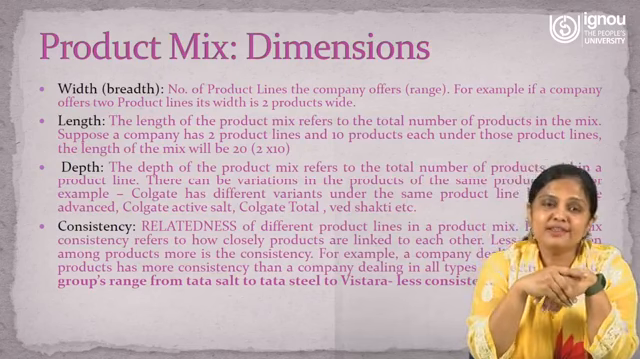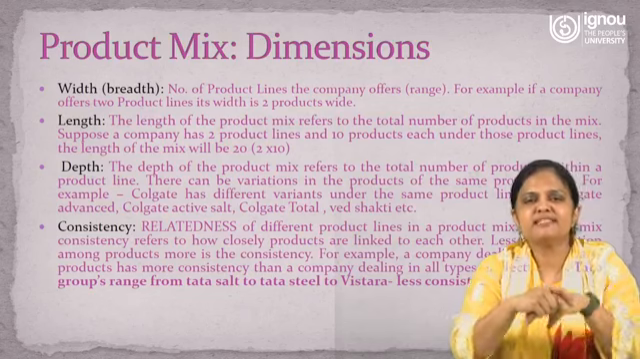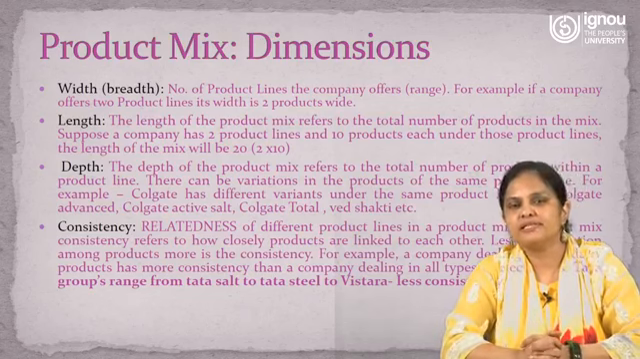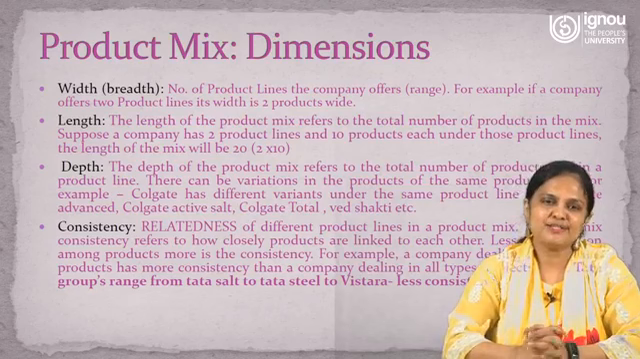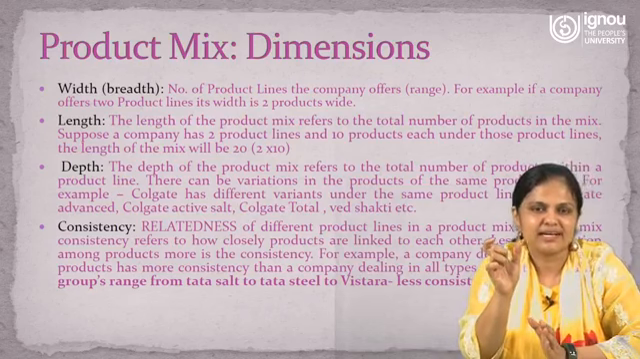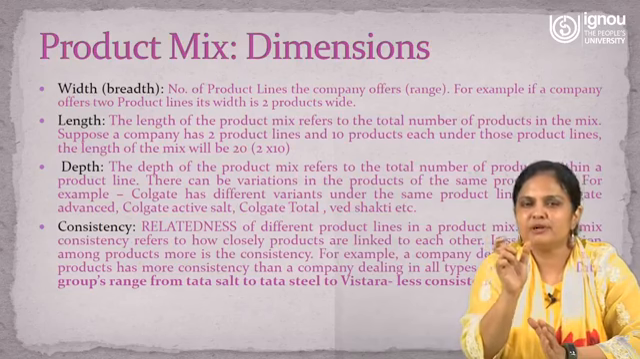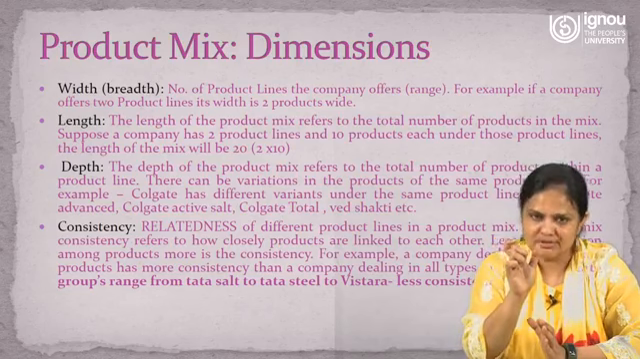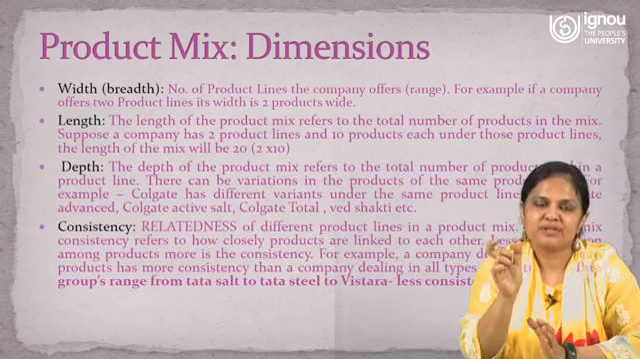When we talk of the length of the product mix, it refers to the total number of products in the product mix. Suppose a company has 2 product lines as we have said earlier and 10 products in each product line, then the length of the product mix will come to 2 into 10, that becomes 20.